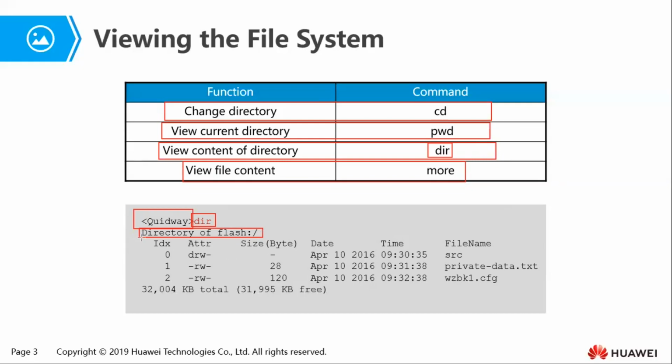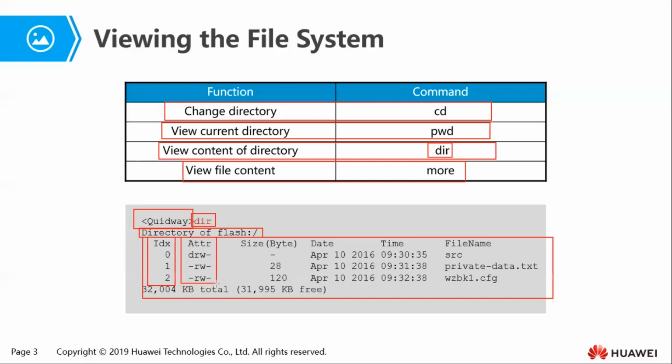Once we do that, we can see a number of things. One of them is just the ID or the index of that particular folder or file. The other one is the attribute. You must understand each of these attributes. Those attributes, we can have a D. When you have a D, it means that that is a directory.